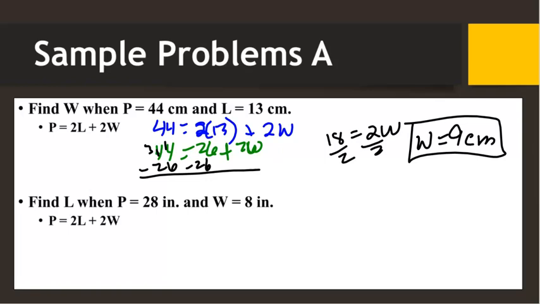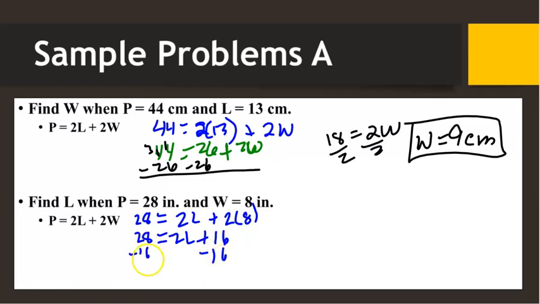Next, here we need to find the length when they give us the perimeter. The perimeter is 28. I need to have 2L because we're finding the length, and the width is 8. So now I have 28 equals 2L plus 16. The opposite of adding 16 is subtracting 16. 2L equals 12. The opposite of multiplying by 2 is divide by 2. The length is going to give us 6 inches.